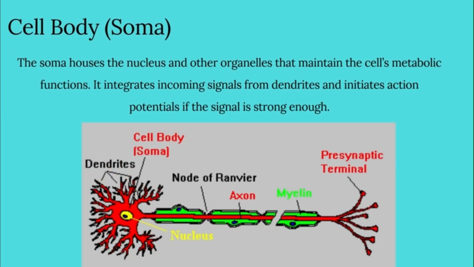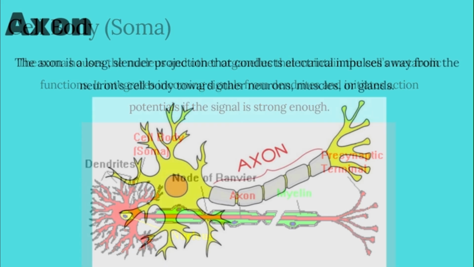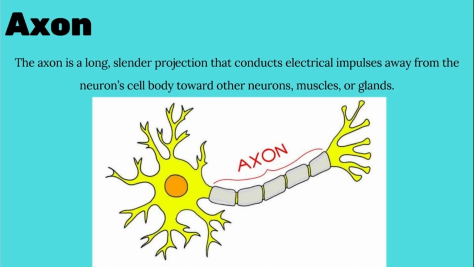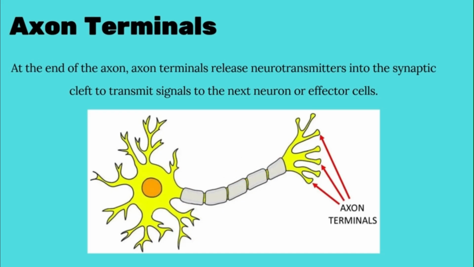Cell body, soma. The soma houses the nucleus and other organelles that maintain the cell's metabolic functions. It integrates incoming signals from dendrites and initiates action potentials if the signal is strong enough. Axon. The axon is a long, slender projection that conducts electrical impulses away from the neuron cell body toward other neurons, muscles, or glands. Axon terminals.